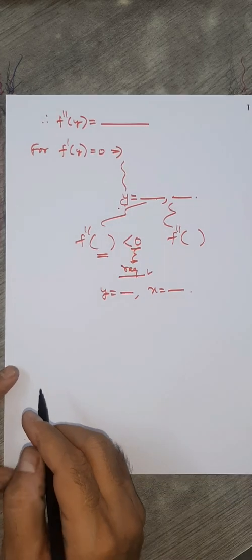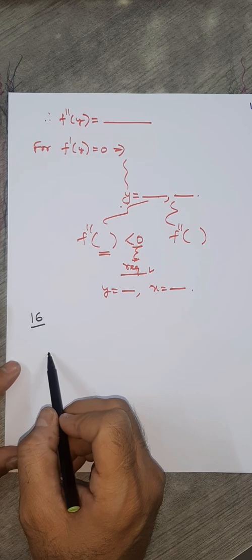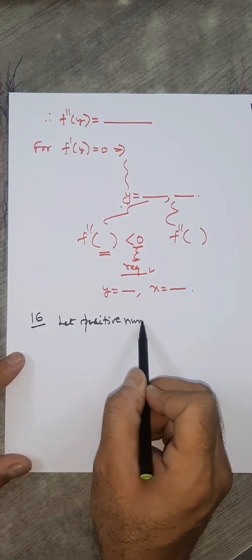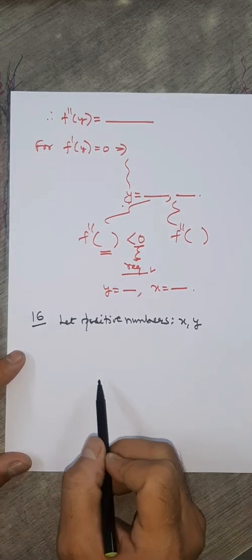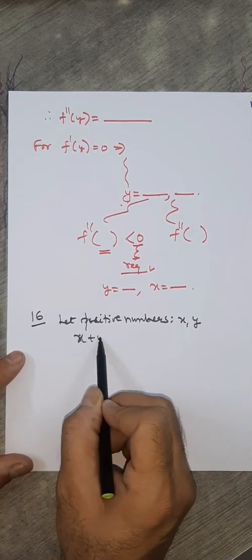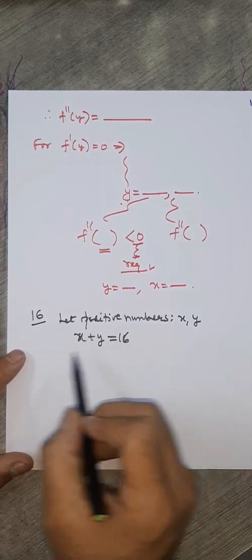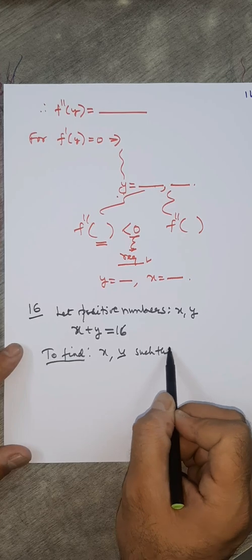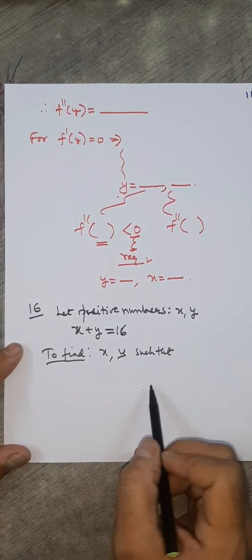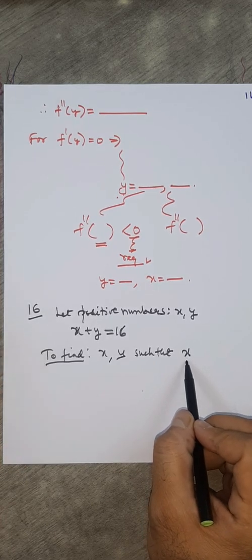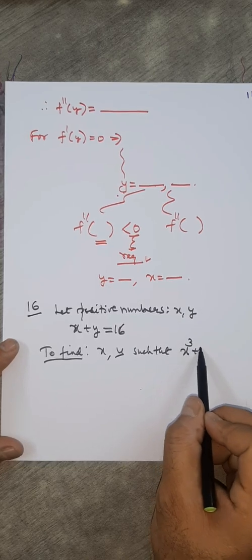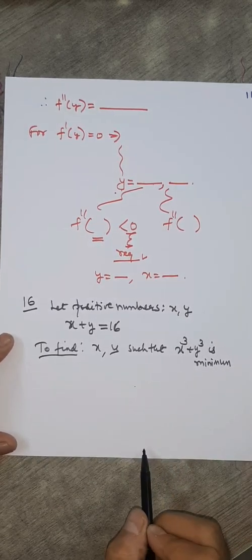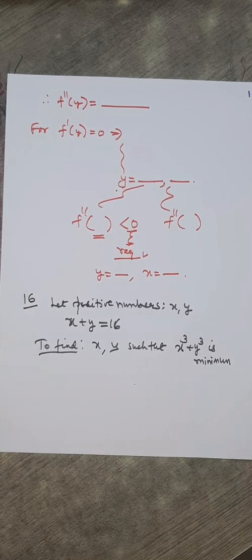Okay, 16th question. This is again the same as the previous questions. Find two positive numbers. So here you need to take the numbers. Let the positive numbers be x and y, such that the summation is 16. Now what you want to do is find x and y, like the earlier question, such that the sum of whose cubes is minimum. So x cube plus y cube, get their cubes first and then add them, is minimum. This is the question. In all earlier questions you were finding the maximum, here you are finding the minimum.